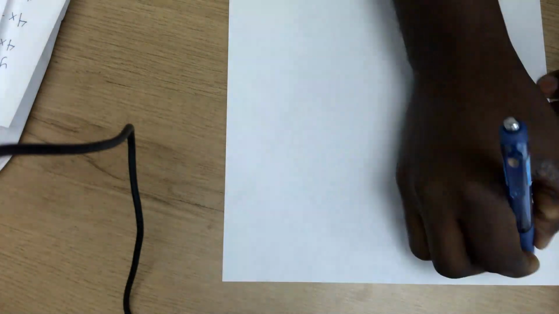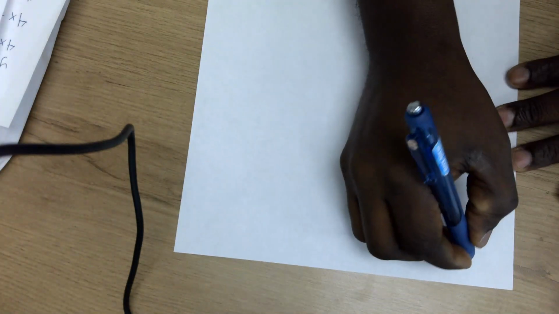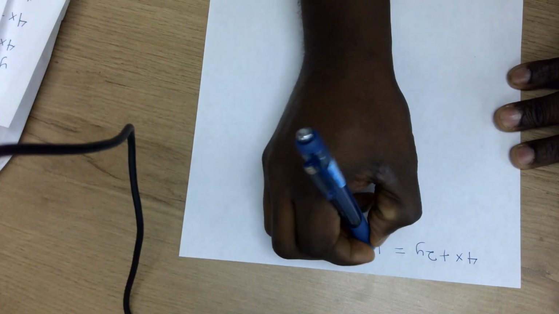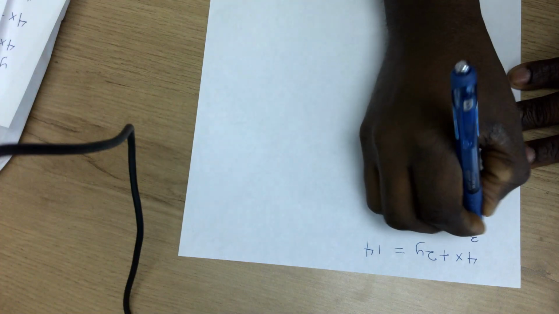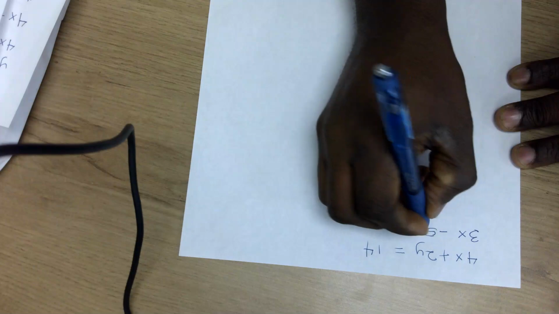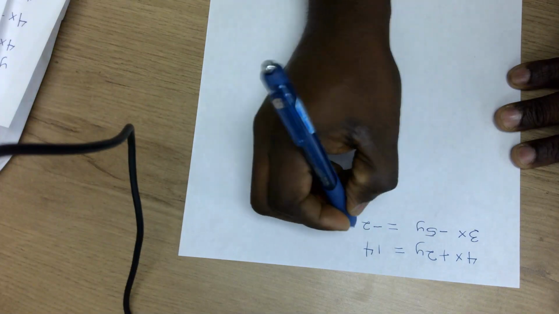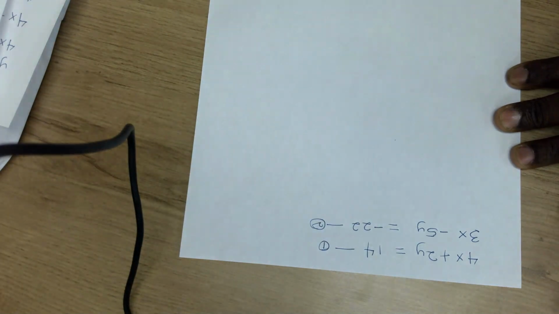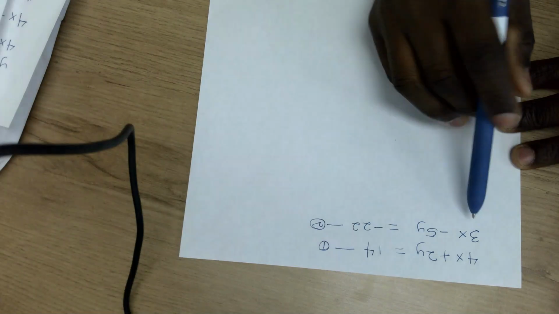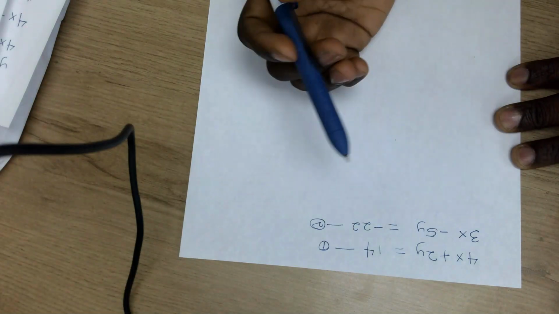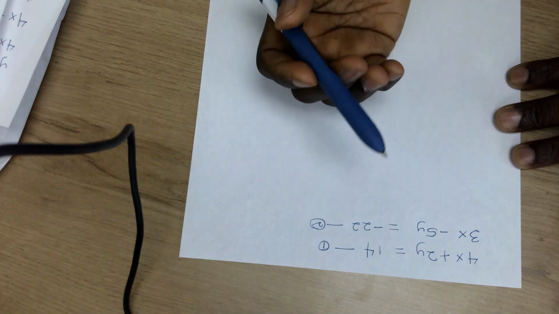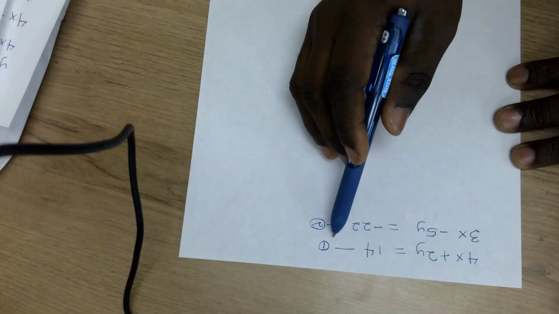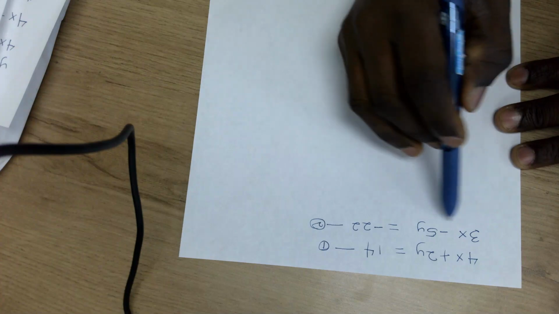Let's look at this. Supposing I have, say, 4x plus 2y equal to 14, and then I have another equation as 3x minus 5y equal to negative 22. Let me call this equation 1 and let me call this equation 2. Now at this point, you see that none of the variables has been made the subject. So what can I do? Now it's easier to make y the subject in equation 1 so that I will substitute it into equation 2.